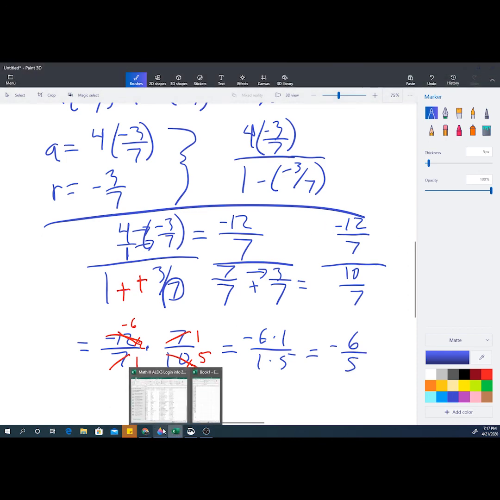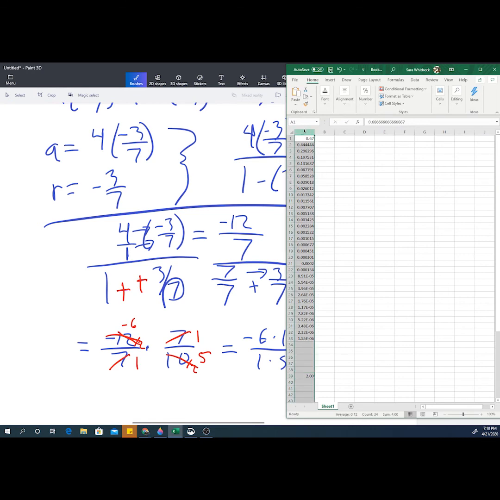And let's check our work in Excel. I started with 4 times, I'm going to put parentheses around it just because of the negative, -3/7. And then I took that term and I multiplied it by -3/7. Oh, and I forgot to click on it, so I need to come back here and click on that first term. So you see hopefully my modification to my formula.